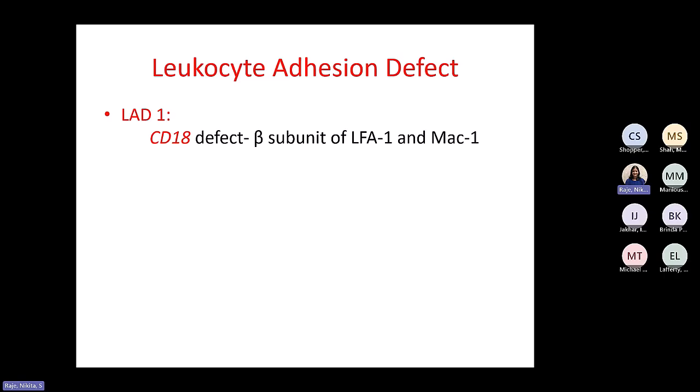The defect in LAD1 causes the cells to be trapped in circulation. So the neutrophil count is pretty high because the bone marrow keeps getting the signal that neutrophils are needed. So more neutrophils are produced, they are released into the circulation, but they are trapped in circulation and cannot go to the site of infection. So that's the most severe form of leukocyte adhesion defect.